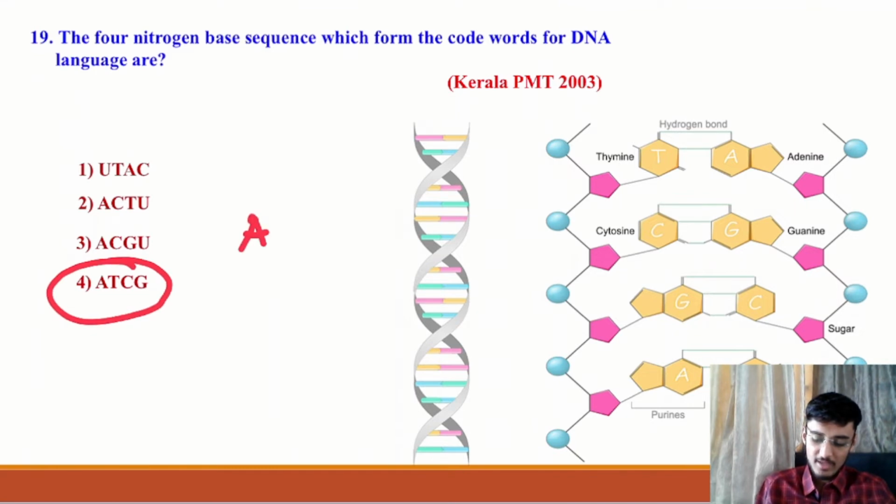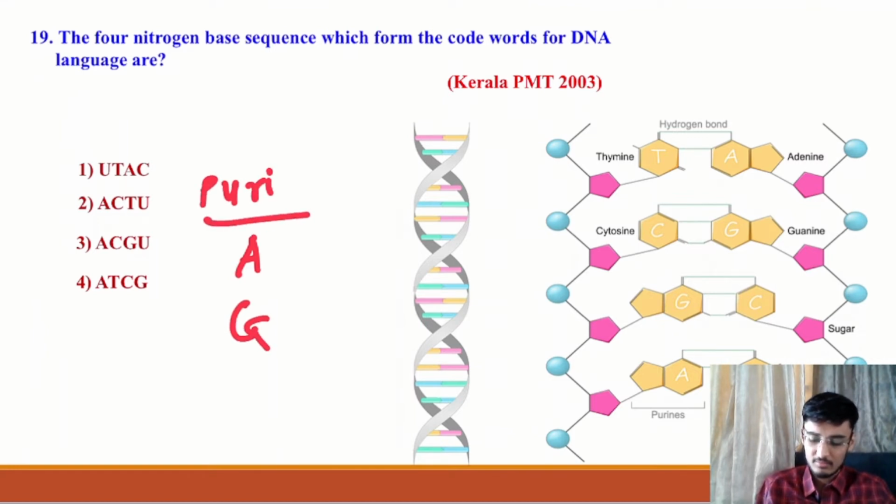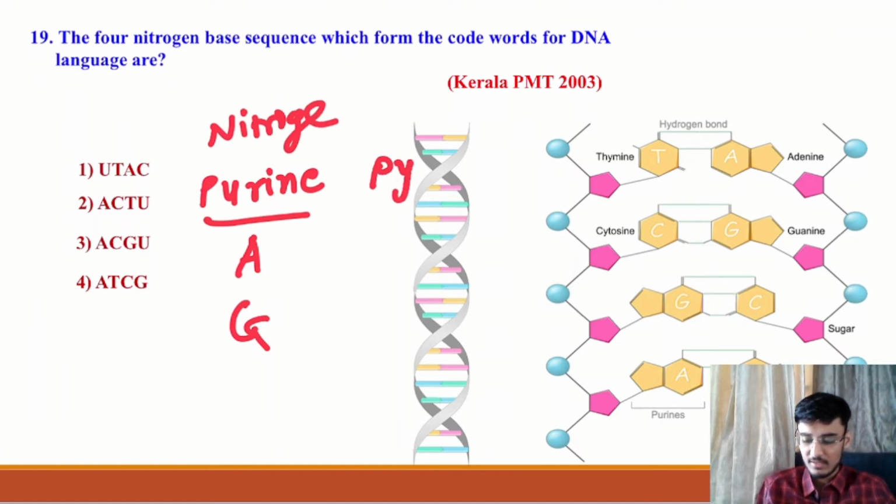While adenine and guanine come under the purine ring, which contains the nitrogenous ring, pyrimidines contain cytosine, uracil, and thymine.